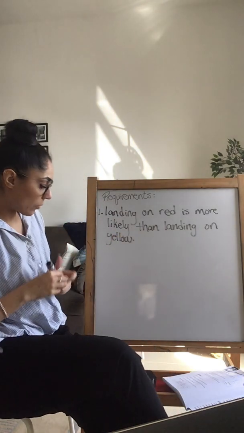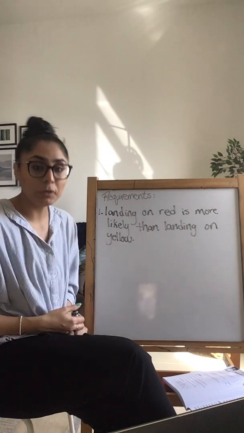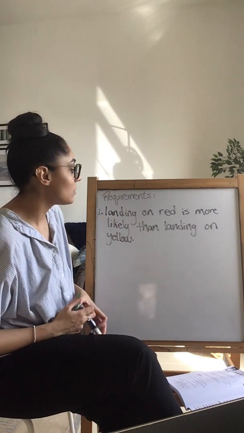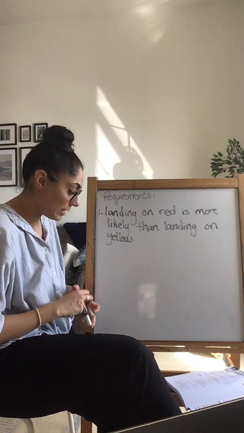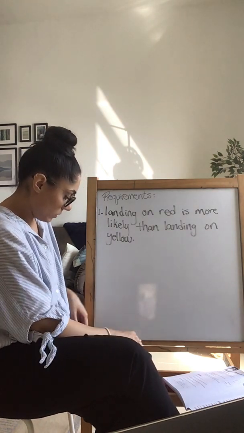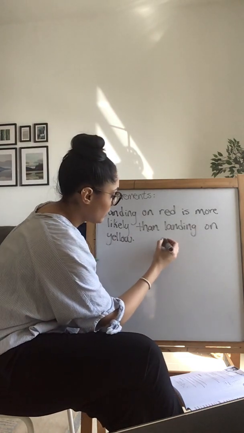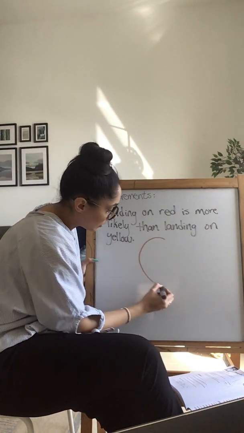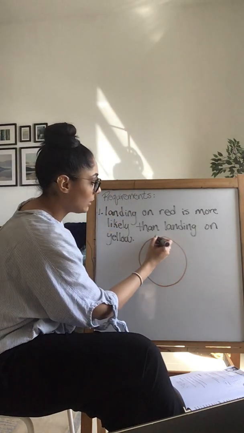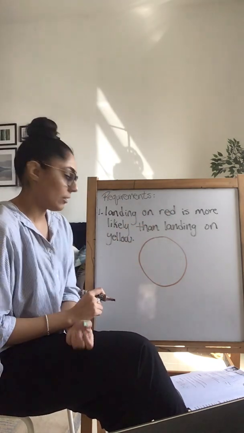So first one I want you to try, why not? What could be a possible spinner that I can draw and have labels that landing on red is more likely than landing on yellow? So let's get our spinner. Let me get, where's my brown? Right here. Okay, so let me draw my spinner. Okay, so I need to draw a spinner that the likelihood of me landing on red is more than me landing on yellow. So what does that mean?